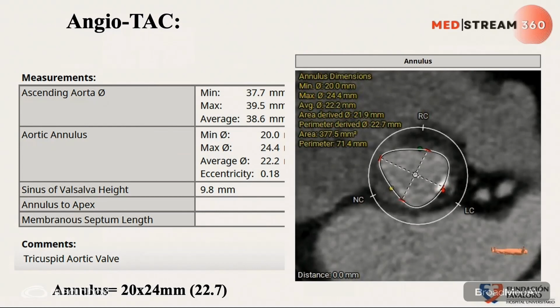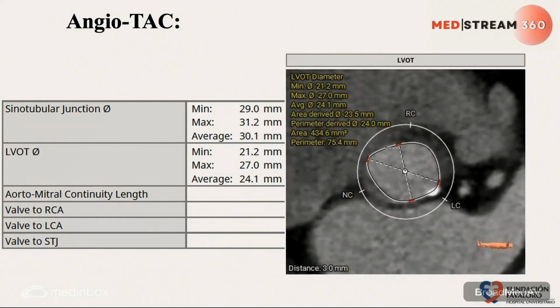She has these measurements done at the core lab of the valve center. The annulus measurement was with these diameters 20 and 24.4, with a perimeter derived of 22.7, with an area of 377, with a perimeter of 71. Next. This is the LVOT with a little bit of calcium below the left coronary sinus, with these measurements at the sinotubular junction that I will show you in the next slide. Next.